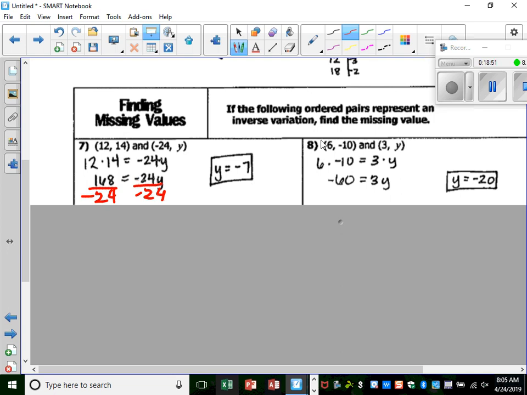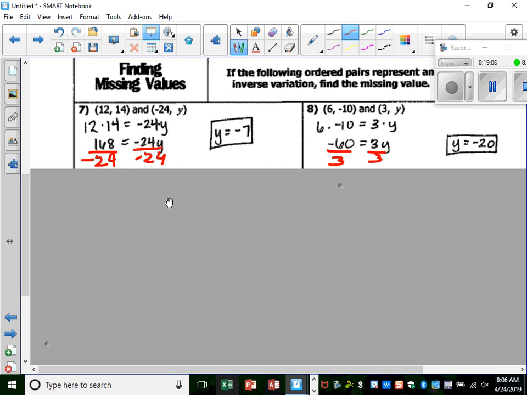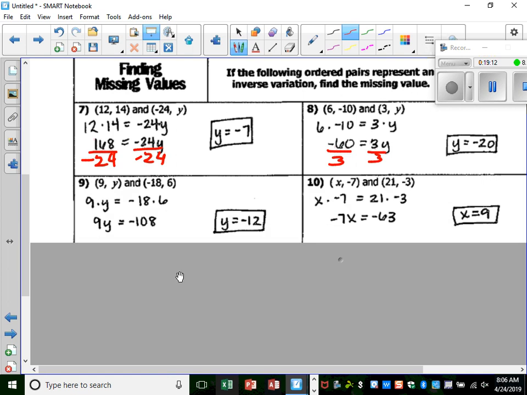Same thing. 6 times -10, -60. 3 times y is 3y. Divide by 3. And y equals -20. So you can kind of see the pattern. For inverse, we're multiplying them. For direct, we do y over x. All right, moving on to 9 and 10. 9 times y is 9y.